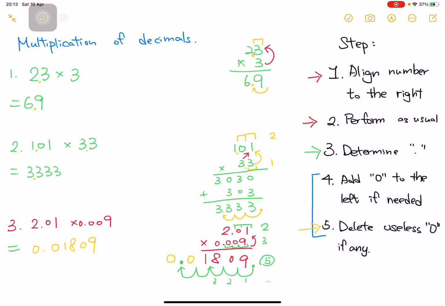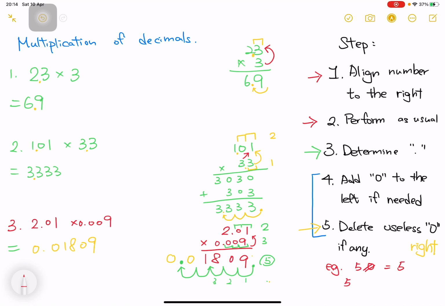All right, and sometimes you have some useless 0 for step 5 here. If you see that there's a useless 0 on the right, make sure that you delete it. For example, if you get an answer like 5.0, you have to delete the useless 0, because after the decimal point, if the 0 is at the back, then you have to delete it. So 5.0 is equal to 5.